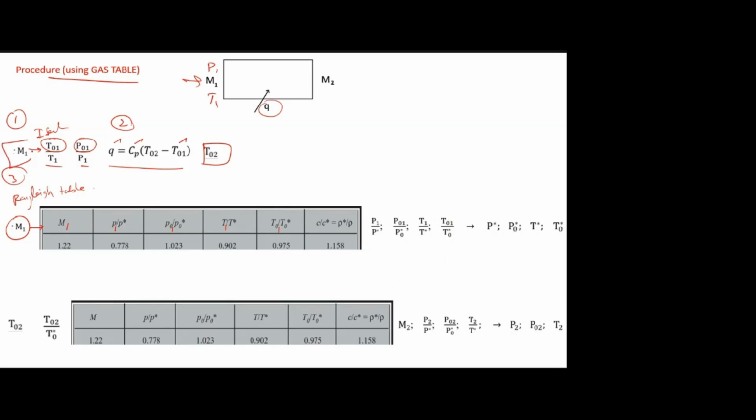For the same M1, previously you checked the isentropic table. Now you have to check the Rayleigh table. So you will get all these ratios. We already know P1, T1, P01, T01, so substitute and you can find all the star properties. Is it clear? Third step.